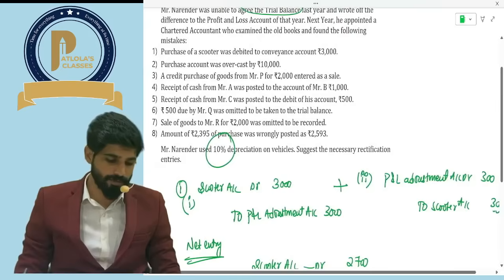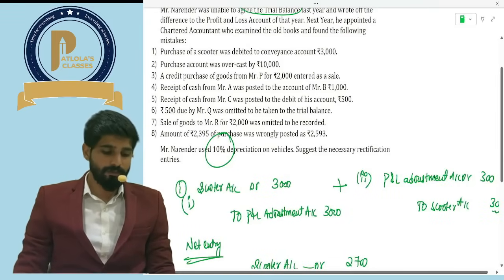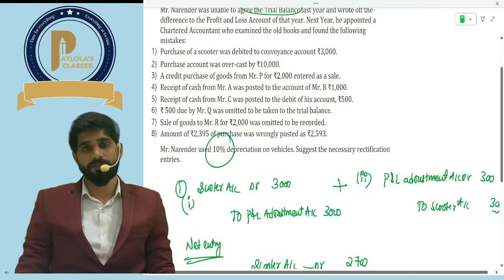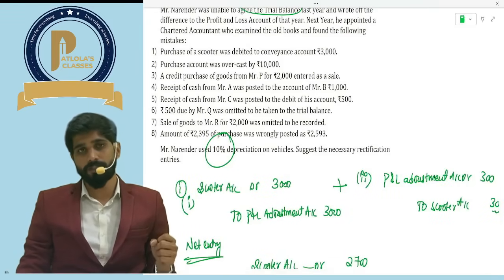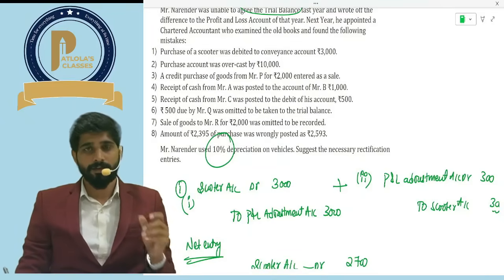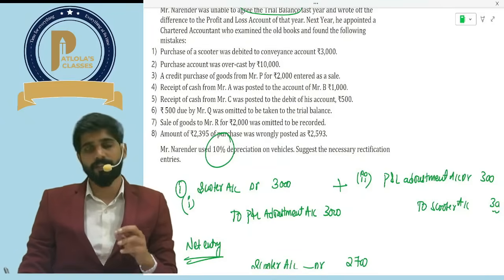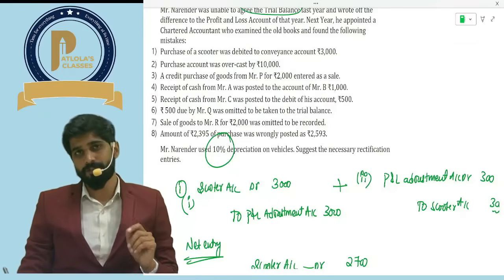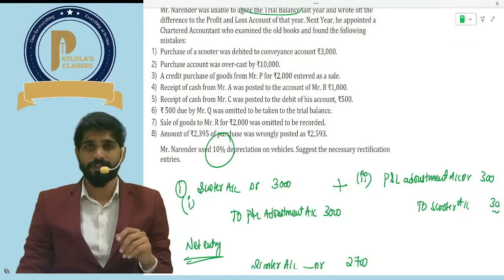Hope you have understood the simple case. Okay, let us come to the second one. What is the second one? Purchase account was overcast by 10,000. Purchases is taken more, meaning the debit side is taken more. Trial balance will not tally. Trial balance credit side will be less by 10,000, which we will put to suspense. Suspense is having a credit balance of 10,000.